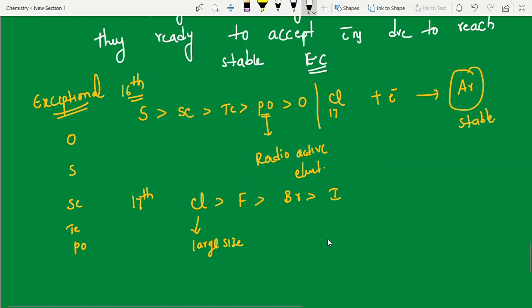Chlorine, fluorine, bromine, iodine: we have to find out the order using the values they had given, which are minus 333, minus 333 and minus 349, minus 325 and minus 296.